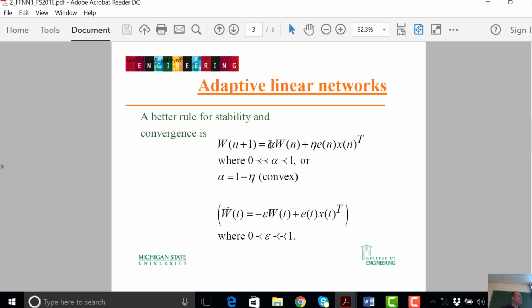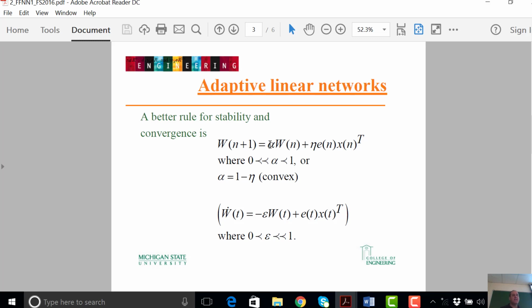Another choice in practice sometimes, these are numerical techniques that people use when they execute these equations: this eta, you may want to relate it to the alpha that you choose. So if alpha is close to 1, sometimes you make this eta equal to 1 minus alpha. In that case, the choice of the parameters is called a convex choice because it has the convex property, and often they find it performs better. Any questions?